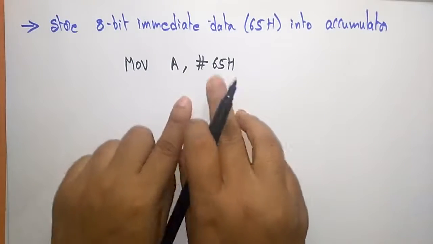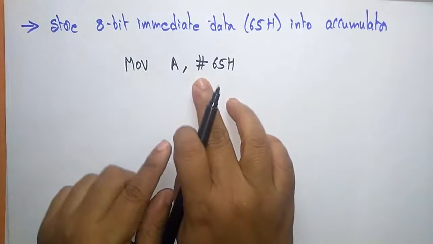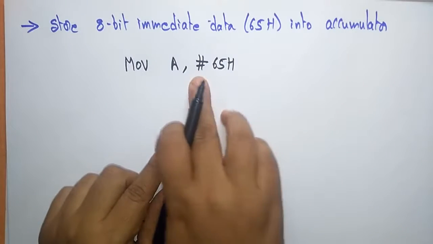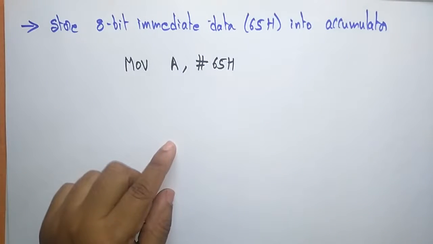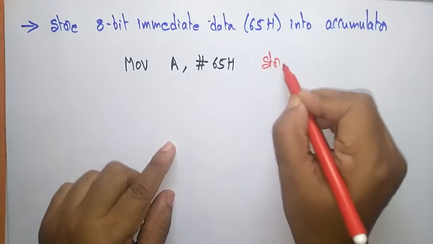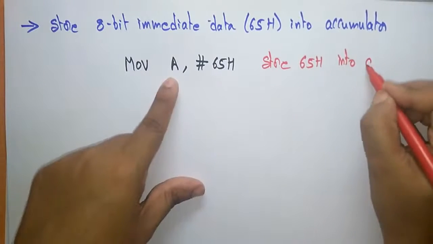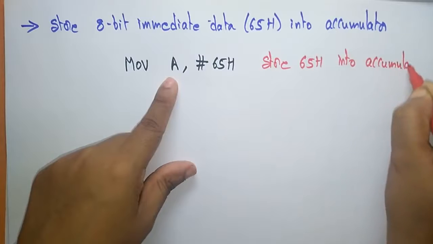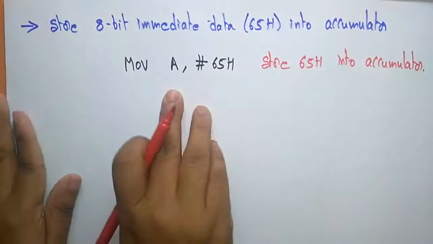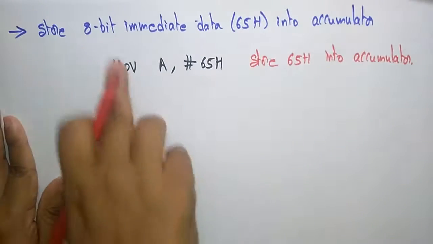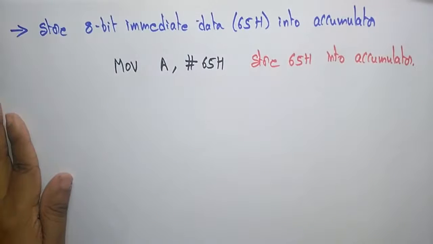Hash 65 means immediate data, whether it is an address or data. Hash is immediate. So to represent immediate data, you have to write it with a hash. What is it doing? It stores 65H into the accumulator. A means accumulator. So 65 data is stored in A. For this statement, you have to write the code as MOV A, #65H.